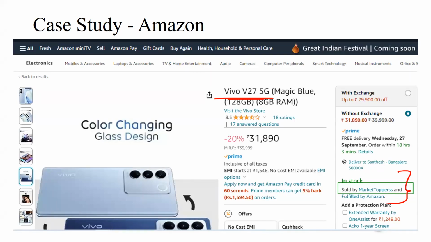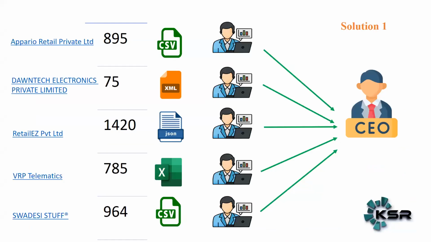Now, the first problem with this case study is that Appario Retail has made 895 transactions, and they're sending them in the form of CSV files. A CSV file is a comma separated file where the data is sent to our team in the form of an Excel file. There is another company called Dwandek Electronics. They're also making some 75 transactions, and this time they're sending them in the form of XML. We'll talk about Retail EX, Telematics, and Swedix.